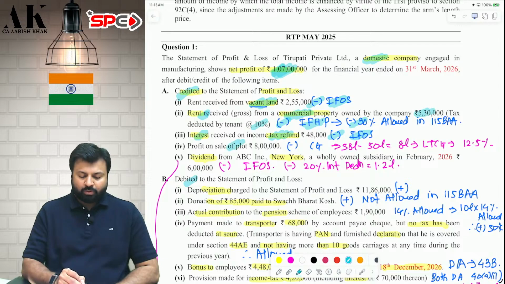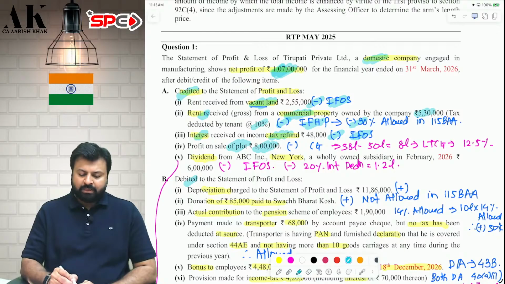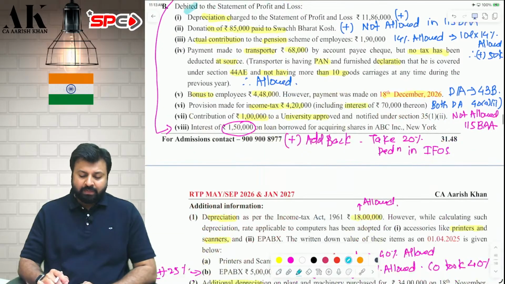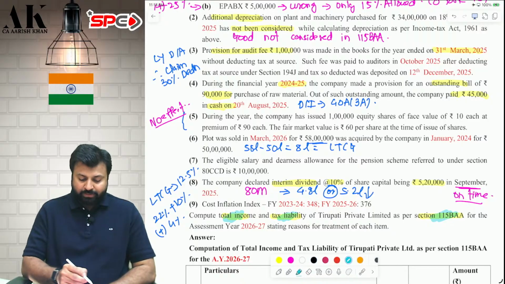Next one, you have sold some plot of land, and the profit on the sale of land is 8 lakh rupees. So first of all, do one thing, reduce this profit from PGBP, and show this profit under capital gain. So how to compute this profit? For that purpose, they have given some information in point number 6 in the additional information. You can check it over here.